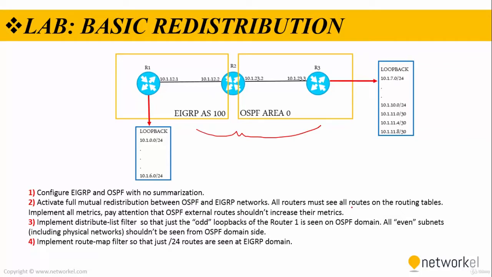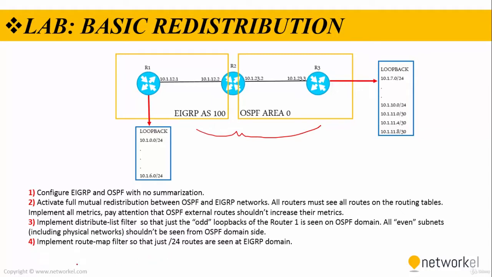All routers must see all routes on the routing tables. Implement all metrics. Pay attention that OSPF external routes should not increase their metrics. Then we need to implement a distribute list filter so that just the odd loopbacks of router 1 are seen in the OSPF domain. All even subnets, including physical networks, should not be seen from the OSPF domain side.